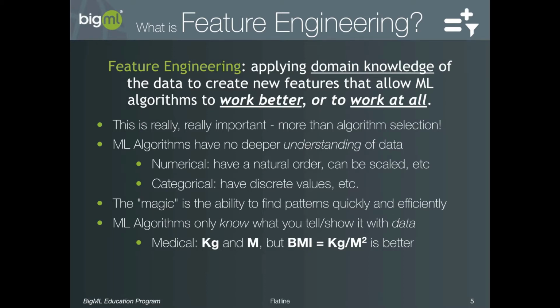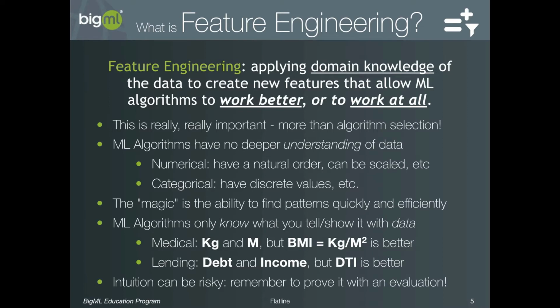Another example, in a financial setting, you might have debt and income details for loan applications, but with knowledge of the lending space, you might suspect that combining these into a debt-to-income ratio is more predictive for loan risk. Now, of course, sometimes domain knowledge can be subject to speculation and bias, and relying on intuition can be risky. This is where your role as the domain expert complements the machine learning algorithm. After creating new features, the machine learning algorithm can test whether or not they perform better by using an evaluation.